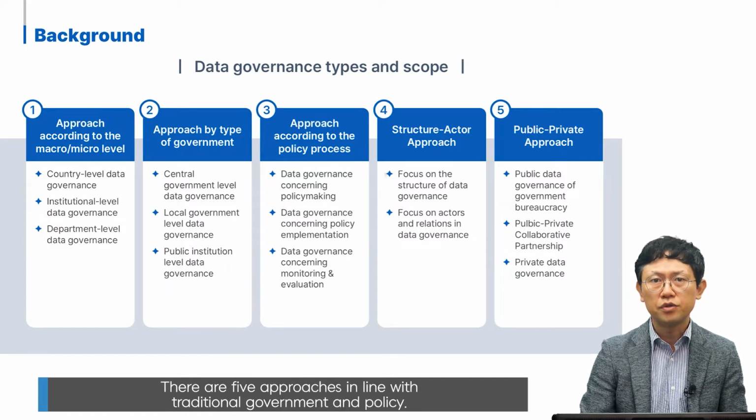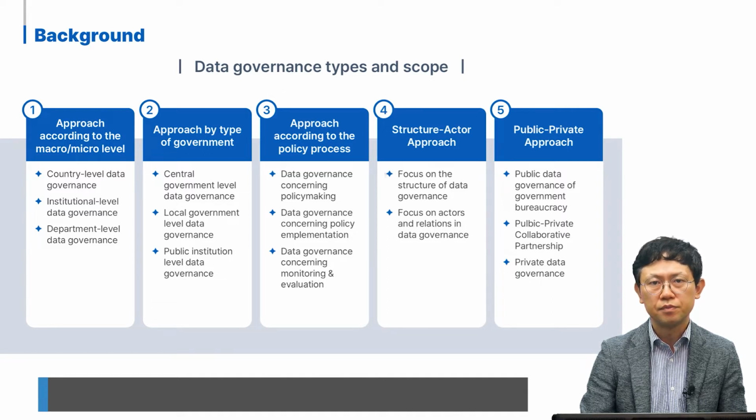The 5 approaches in line with traditional government and policy are: the first is approach according to the micro level. The second is approach by type of government. The third is approach according to the policy process. The fourth is structure-actor approach. Fifth is public-private approach.